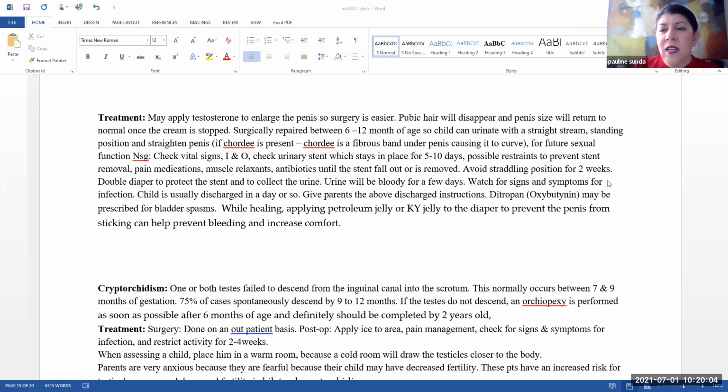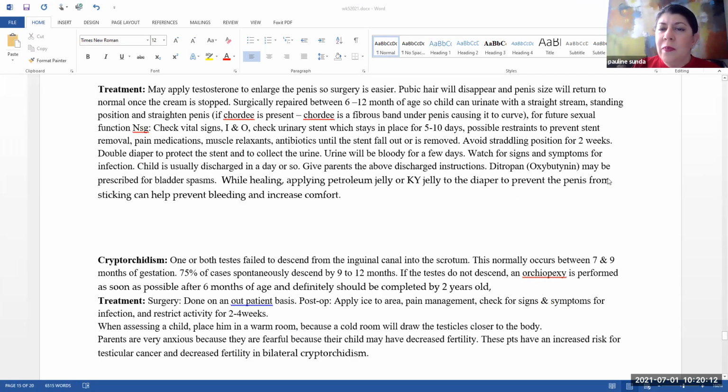We do want them to avoid a straddling position for 2 weeks. Double diaper to protect the stent and collect the urine. Urine will be bloody for a few days, and watch for signs and symptoms of infection. The child is usually discharged in a day or so.